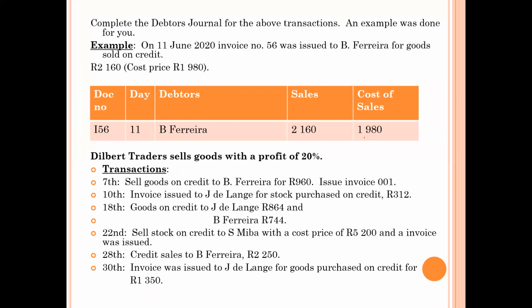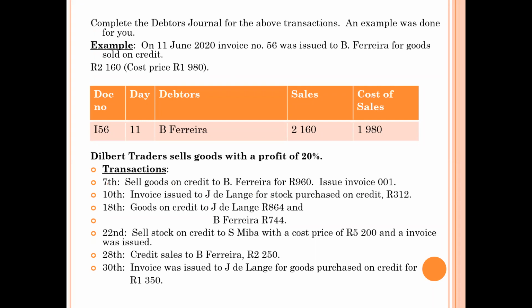There's no need for calculations here. Right. Now, they say, Dilbert Traders sells goods with a profit of 20%. So the whole activity where you're going to do calculations, you're going to work with a profit of 20%. Then your transactions is following there. There are 1, 2, 3, 4, 5, 6 transactions, and we start with the 7th. Sell goods on credit to B. Ferreira for 960 Rand. Issue invoice 001.